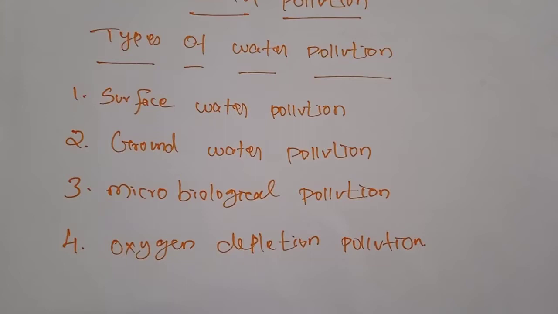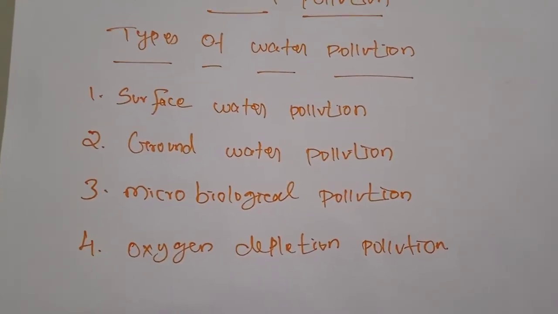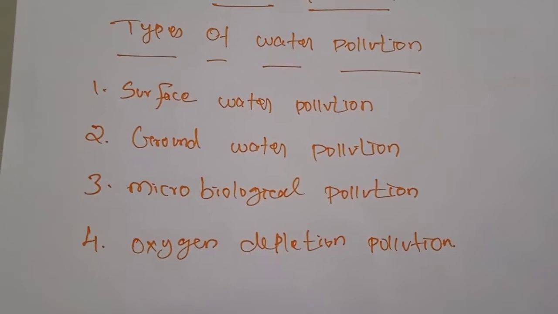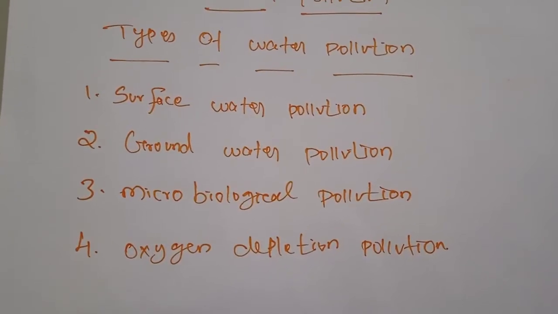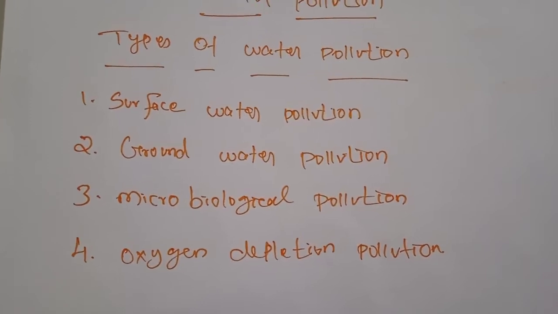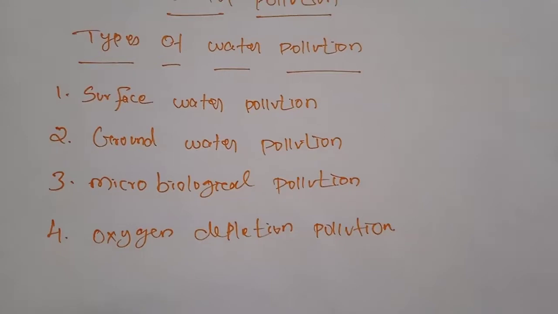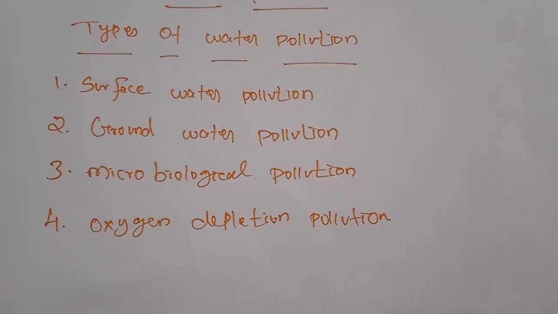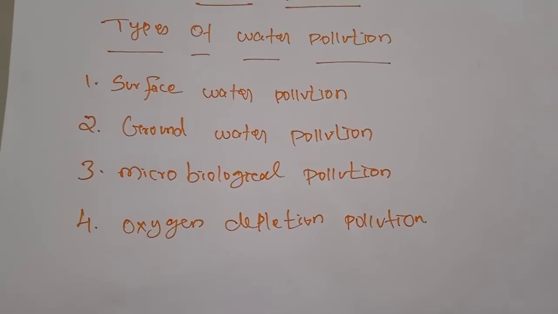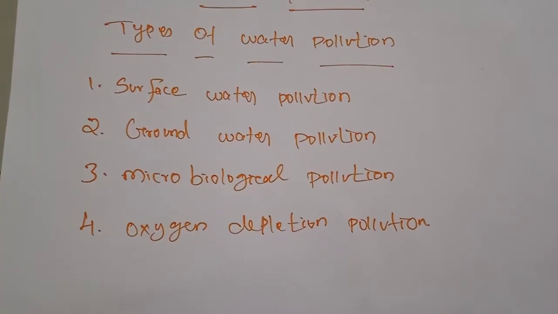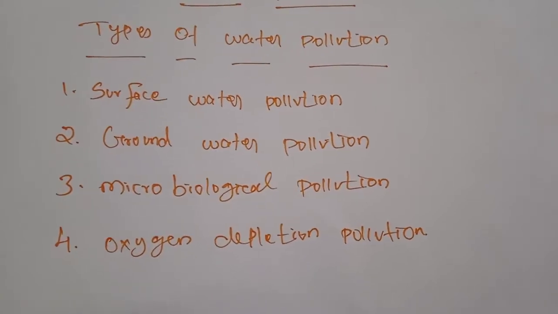Next, oxygen depletion pollution. When oxygen levels in the water are depleted, relatively harmless aerobic microorganisms die and anaerobic microorganisms begin to thrive. So the water must have some oxygen level, and if it is depleted by some human activities, this is also considered one type of water pollution.